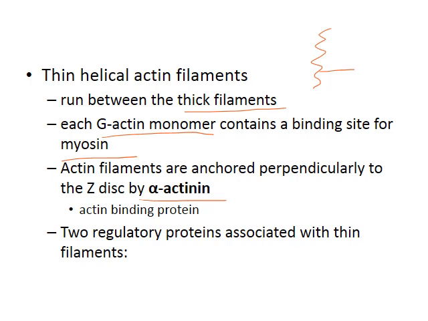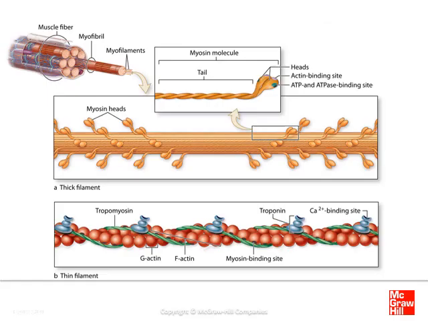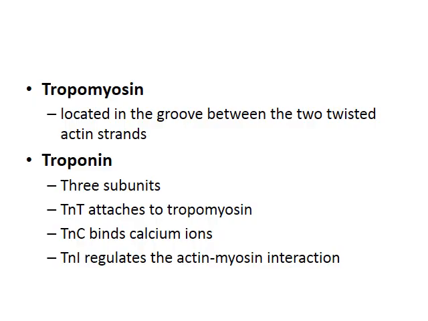And there's two proteins that are important for our actin molecules. Tropomyosin, which is located in the groove between the two twisted actin strands, and troponin, which has 3 subunits, and you need to know these 3 subunits. TNT attaches to tropomyosin, which is up here. TNC binds to calcium, and TNI is important for regulating the actin-myosin interaction. So if you remember the first letter of each word, you have your 3 subunits of troponin.